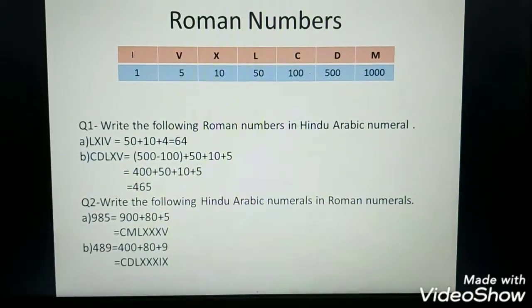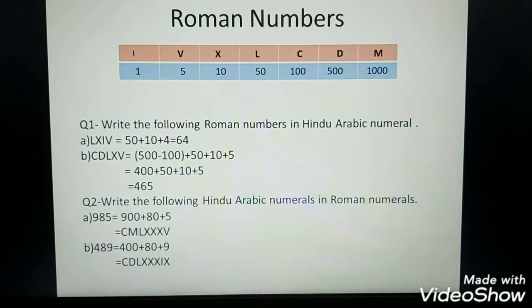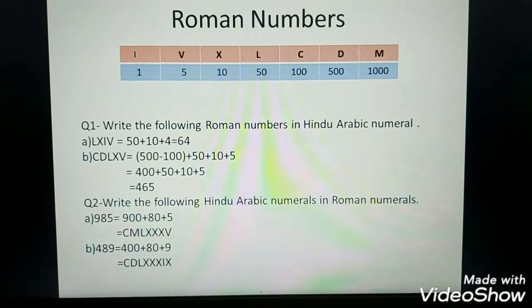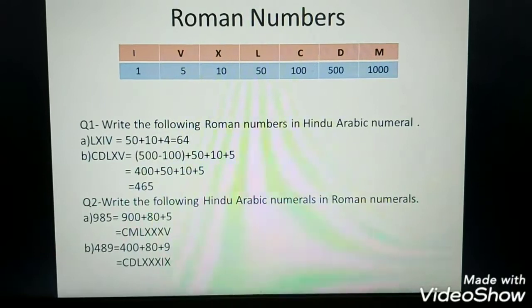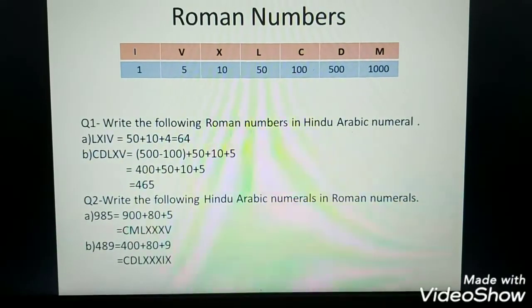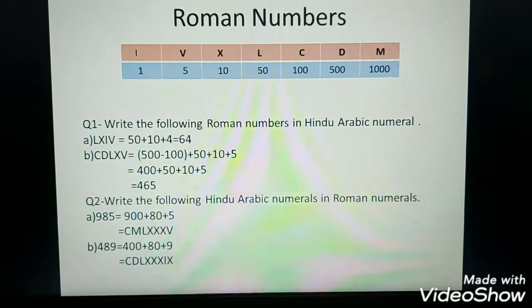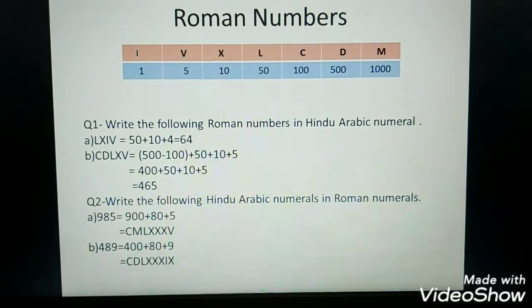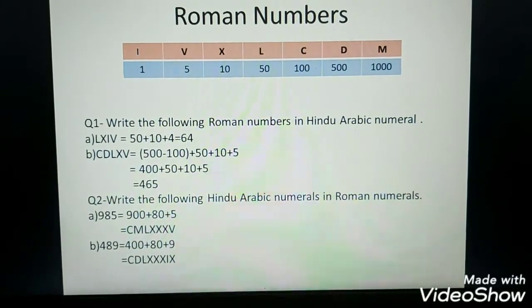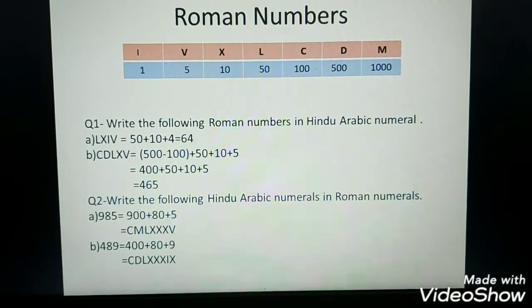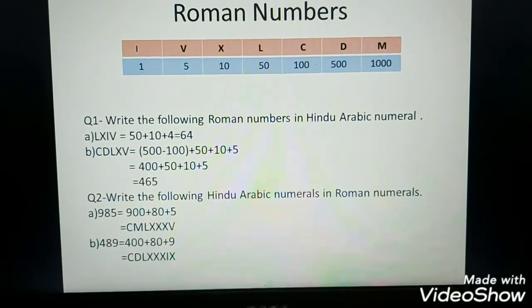Now the second question is write the following Hindu-Arabic numerals in Roman numerals. Now 985. First of all, write this number in the expanded form, so it will be easier for you to write the Hindu-Arabic numeral in Roman numeral. Now 900 plus 80 plus 5. Now how to write 900? CM. 80, how will you write? LXXX, and then 5, V.